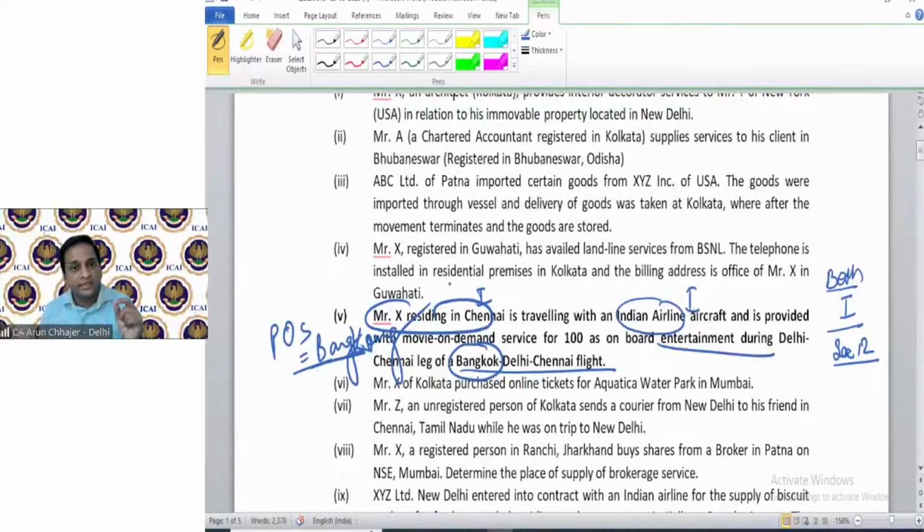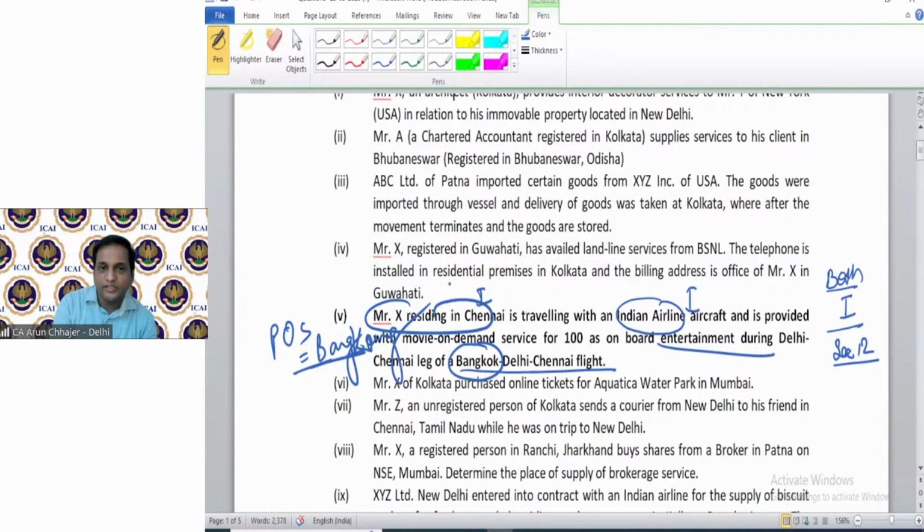Please tell me whether this transaction of Indian Airlines, where the place of supply is Bangkok, will be termed as export or import? Kindly give me the answer. The answer would be no. Why no?